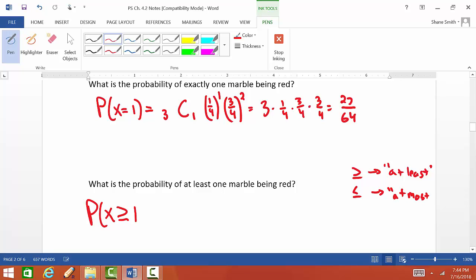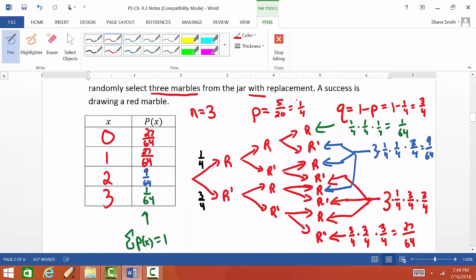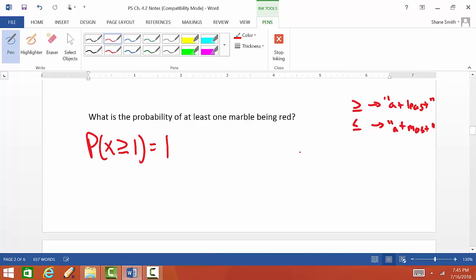So if I want to find the probability of at least one red marble, I can take the probability of no red marbles, because at least one red marble is 1 plus 2 plus 3, all these probabilities added together. But the complement is just the probability of no red marbles. So if I do 1 minus the probability that x equals 0, I'm going to get the same answer. This is a very useful concept in binomial probabilities, and I can't stress this enough, because if you understand the idea of the complement for binomials, you can save yourself a lot of work.